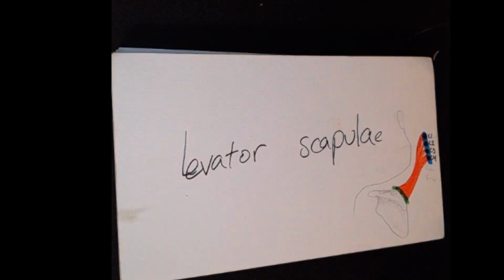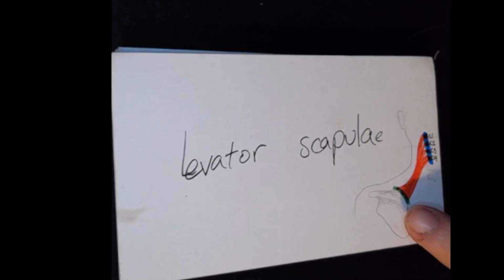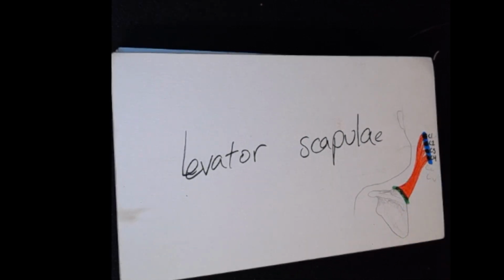Levator scapula. Origin: transverse process of the first 4 cervical vertebrae. Insertion: vertebral border of the scapula between the superior angle and spine. Action: scapular elevation and downward rotation. Innervation: 3rd and 4th cervical nerves and dorsal scapular nerve.